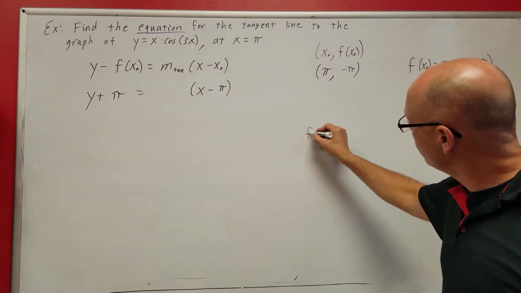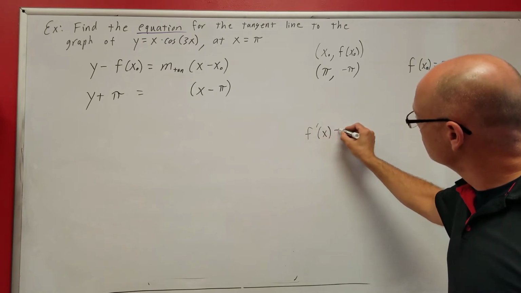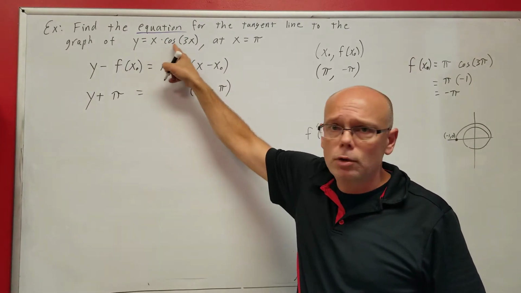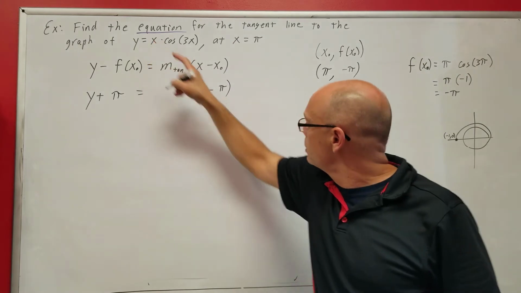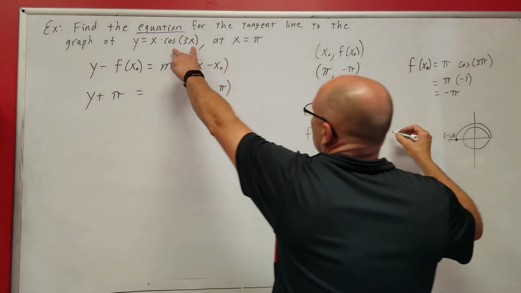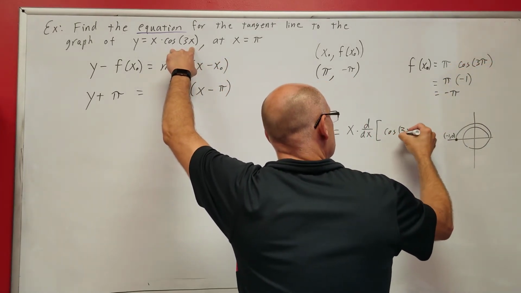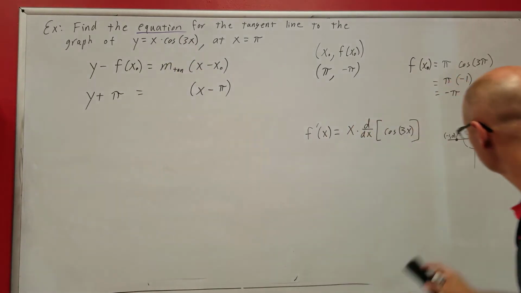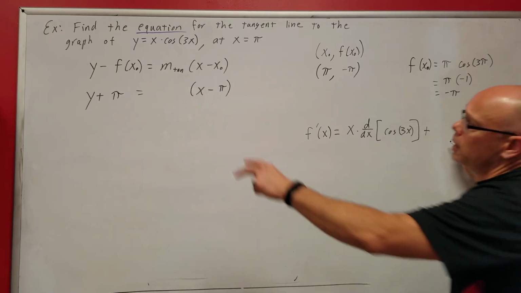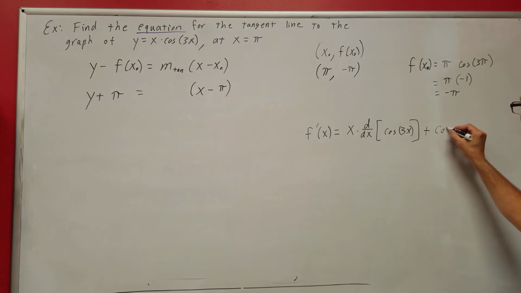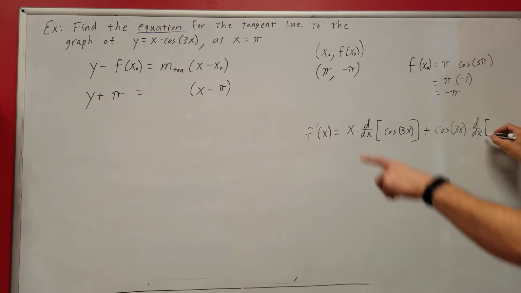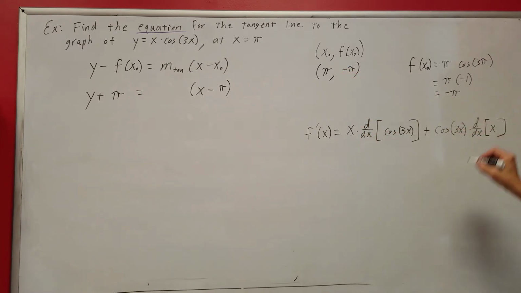How do we find m tan? Well, we take the derivative of the function. What's the derivative of this function right here? We'll have to use the product rule first. First, which is x, times the derivative of the second, the derivative of cosine of 3x, plus the second piece, cosine of 3x, times the derivative of the first, which was x.